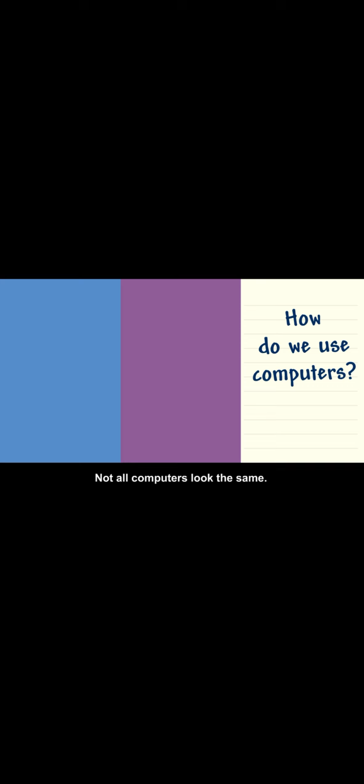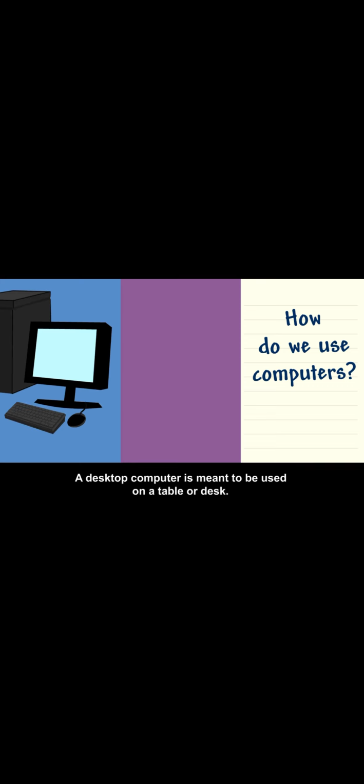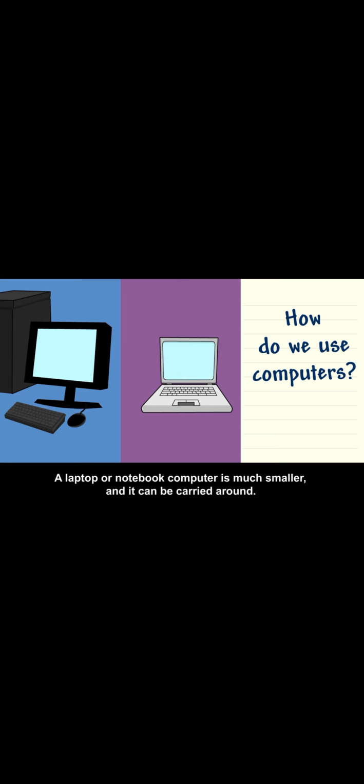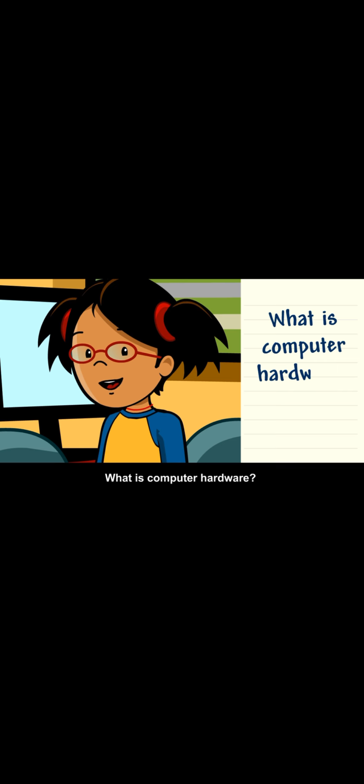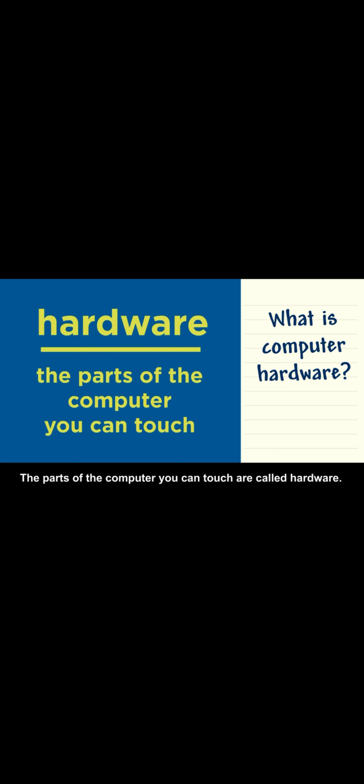Not all computers look the same. A desktop computer is meant to be used on a table or desk. A laptop or notebook computer is much smaller and it can be carried around. All computers have software and hardware. What is computer hardware? The parts of the computer you can touch are called hardware.